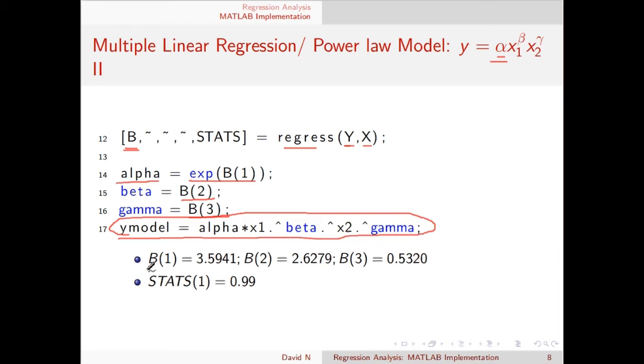B1, B2, B3 are the model coefficients, and in stats, the first element is the R squared value. It is equal to 0.99.